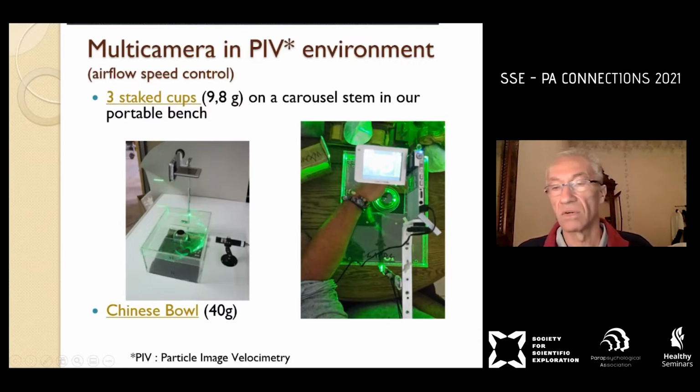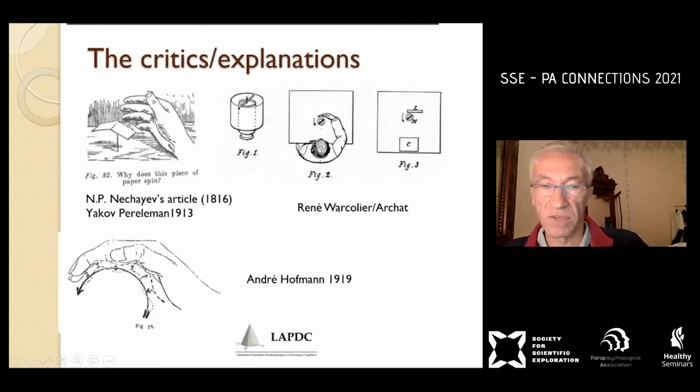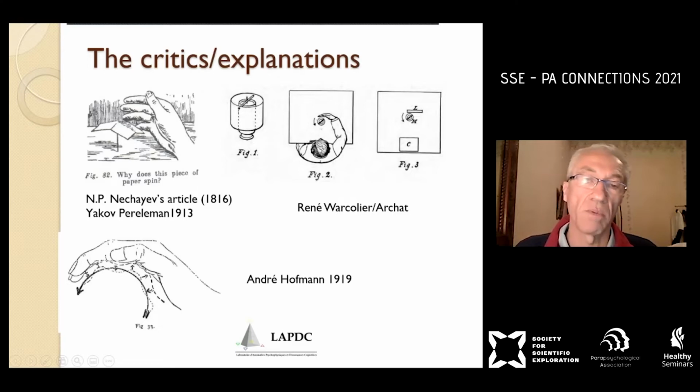So the fact that we look at the hand above the target eliminates several explanations which were given in the past. The first one was from Nekayev, who says that the spin of the target, the paper, was due to a difference of temperature between the palm and the fingertip, and so there is a disequilibrium in the ascending current of air around here, which creates the turn. So that was the explanation of Nekayev.